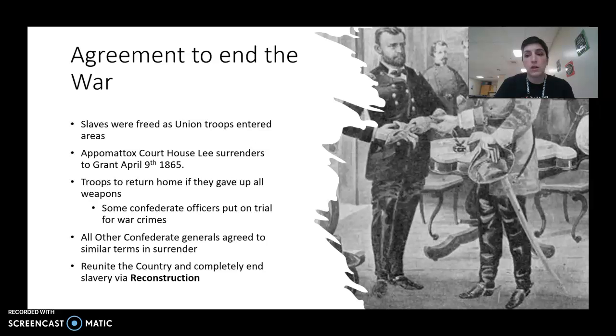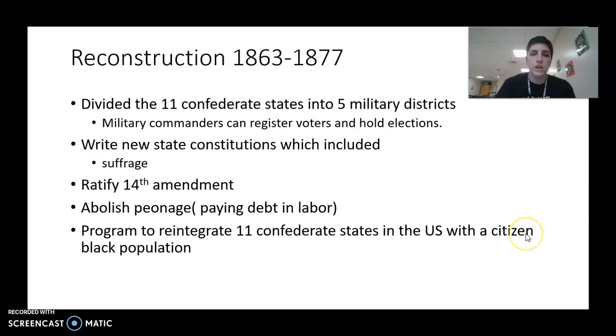A lot of the generals had to agree to not run for office or do anything else again, not try to lead another war when they surrendered. This reunited the country and completely ended slavery, which then led to something called Reconstruction. Reconstruction happened from 1863 to 1877.